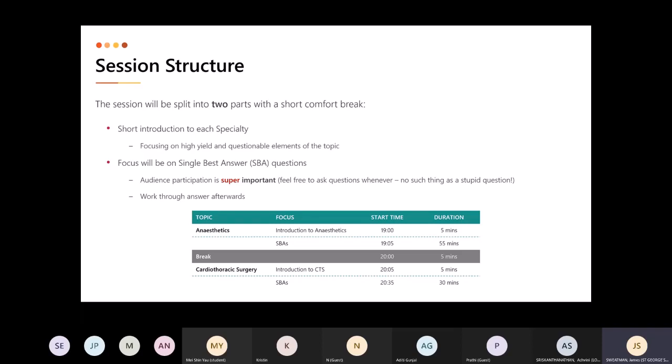So they're worked answers so that you can see how I wrote it and what I was looking for in the answer. The anaesthetics bit is going to be the longest bit because there's way more stuff in anaesthetics. And then cardiothoracics is going to be much, much quicker.